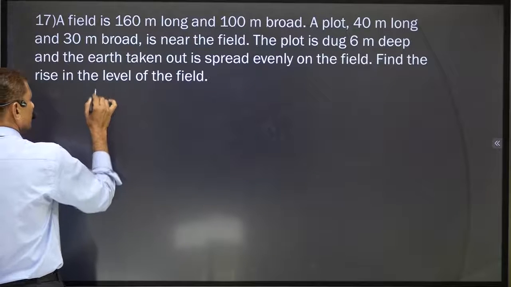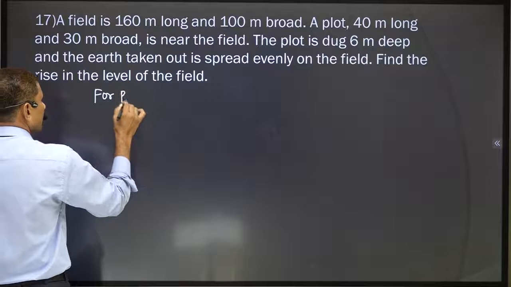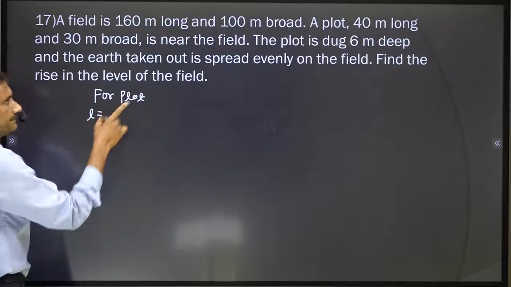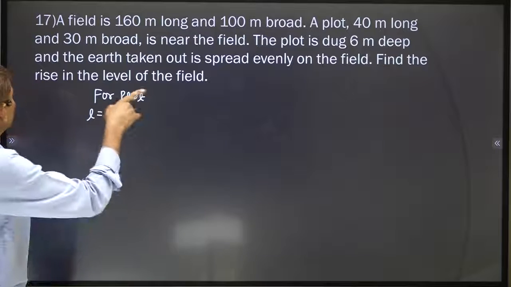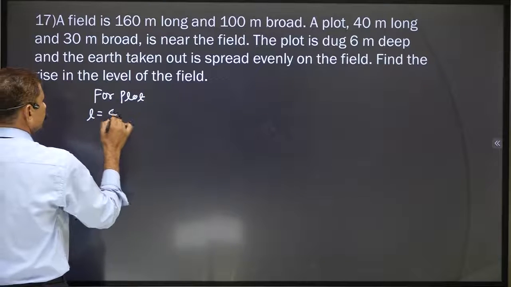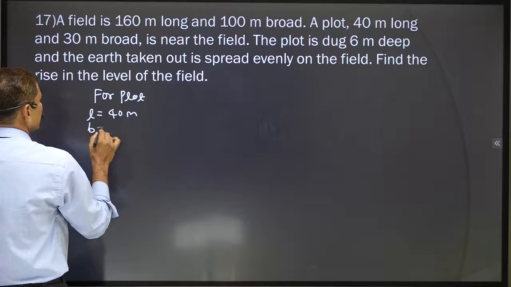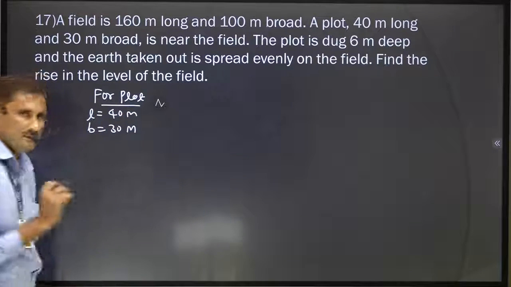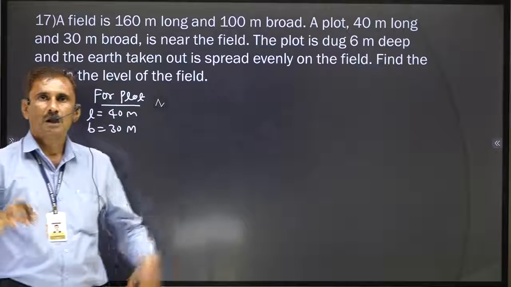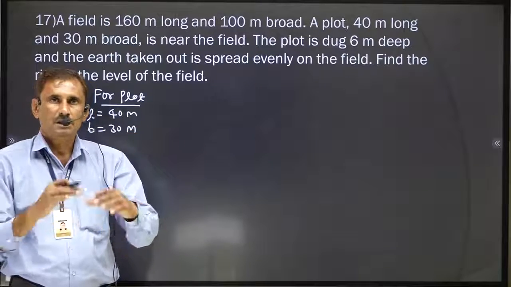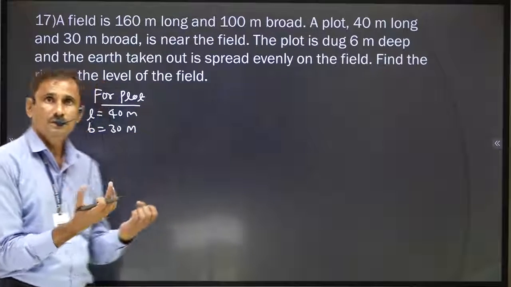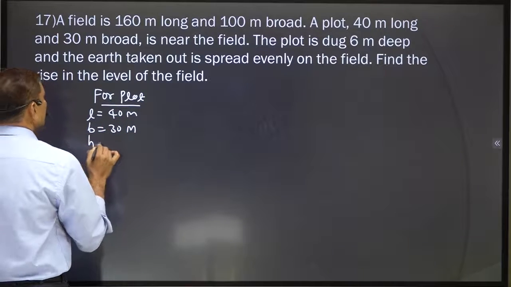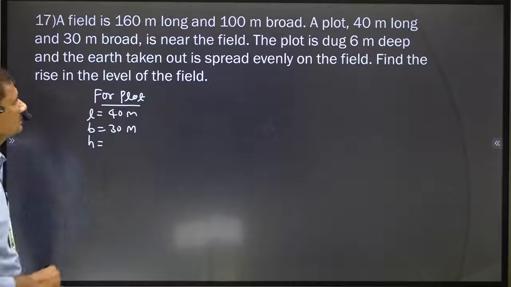Okay, so for the plot, what is the length, breadth and height? Write it down. Suppose L is given 40 meter, B is 30 meter, and its depth. Actually the plot is a plane figure, but after digging it, it will be converted into a cuboid. So for the plot it is 40 by 30, but now height will come, and it is dug how much? 6 meter.